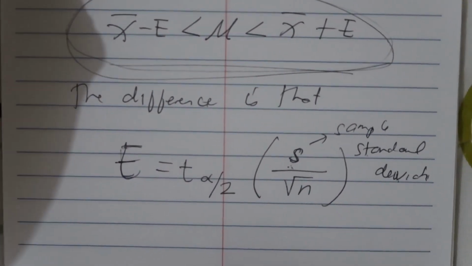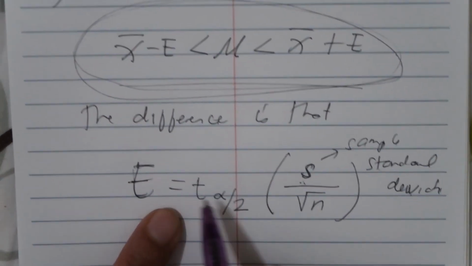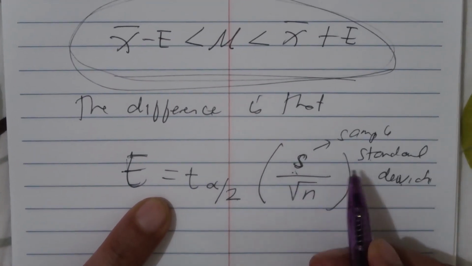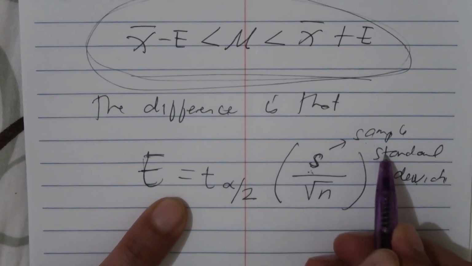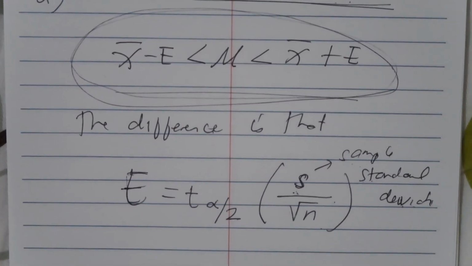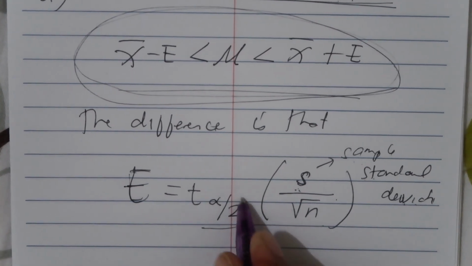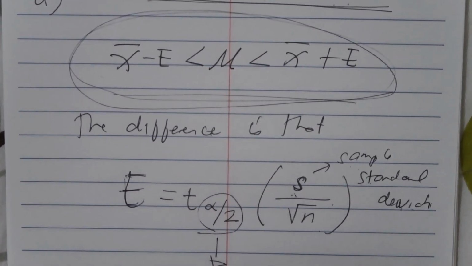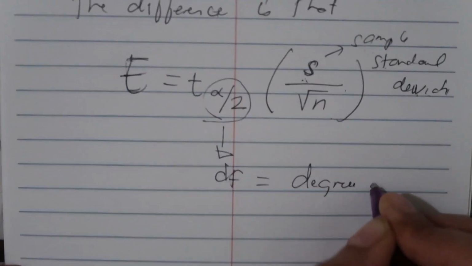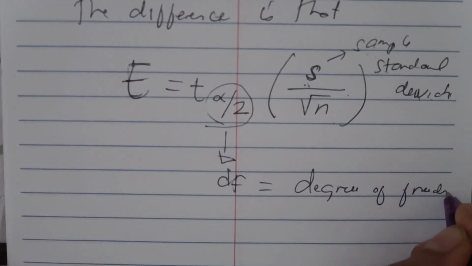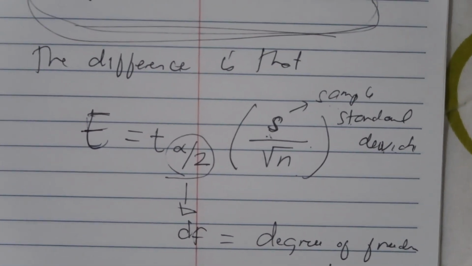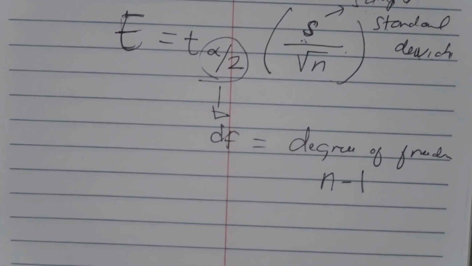Since we're talking about T-distribution, we're going to use this formula: t alpha over 2 multiplied by s, that is the standard deviation of the sample or sample standard deviation, over the square root of n. So how do we determine the t alpha over 2? Using the DF. DF is the degree of freedom, which is n minus 1.